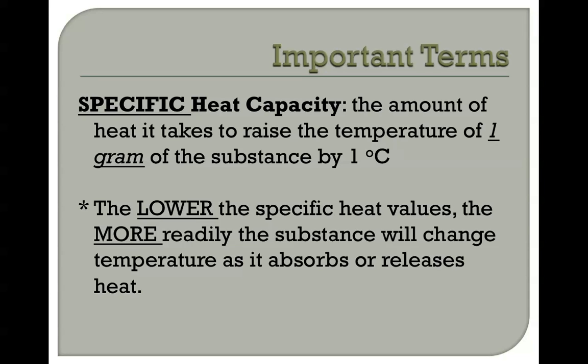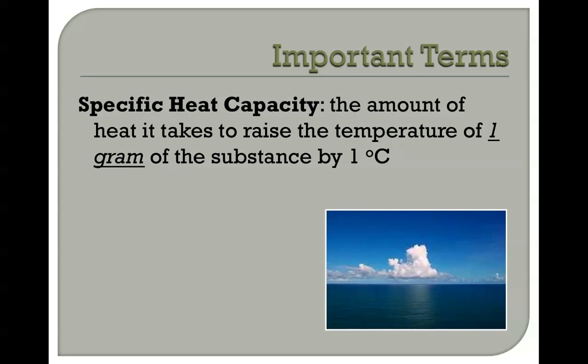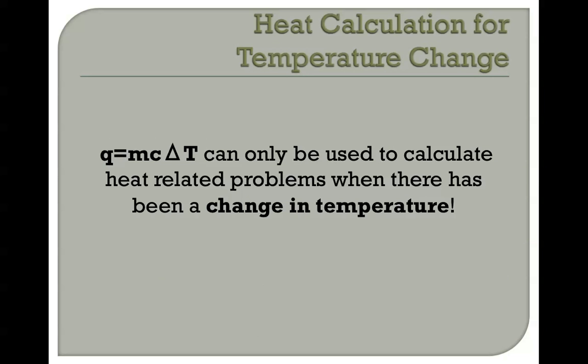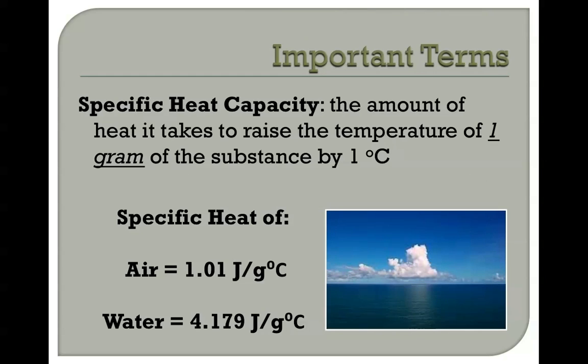The lower the specific heat value, the more readily it will change temperature as it absorbs or releases energy. So again, the lower the specific heat, the more quickly it will change temperature. Keeping this in mind, we have air, which has a specific heat of 1.01 joules per gram degree Celsius, and then water has one that will round up to 4.18. So based on that, we can keep in mind that air is going to change temperature much quicker than water.